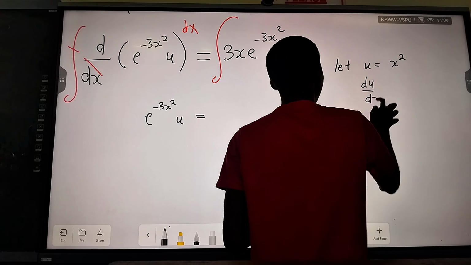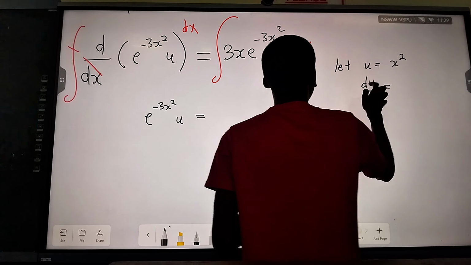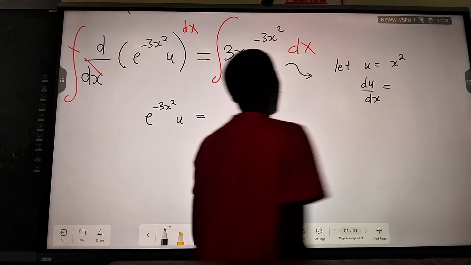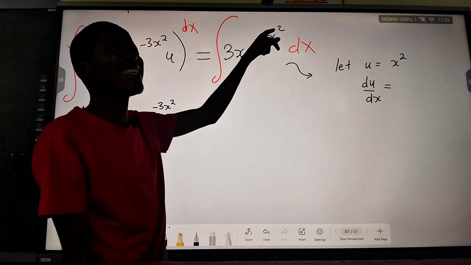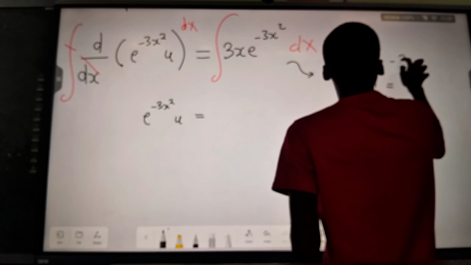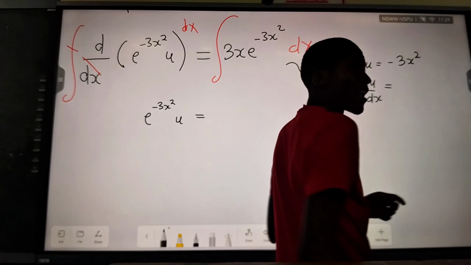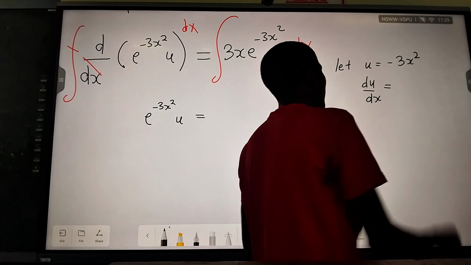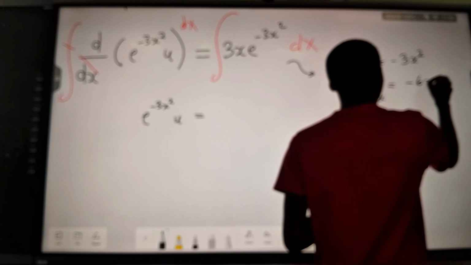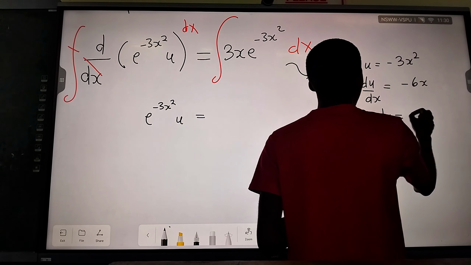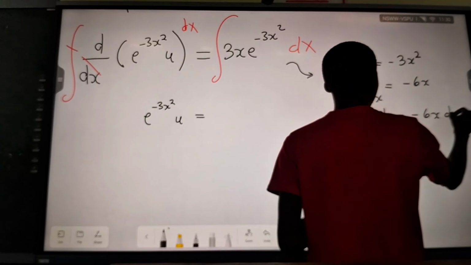So what is du/dx? Why don't you let u be the entire exponent, so that it is simple? Let u be negative 3x squared. So du/dx, the derivative of u with respect to x, is negative 6x. And from here du is equal to negative 6x dx.